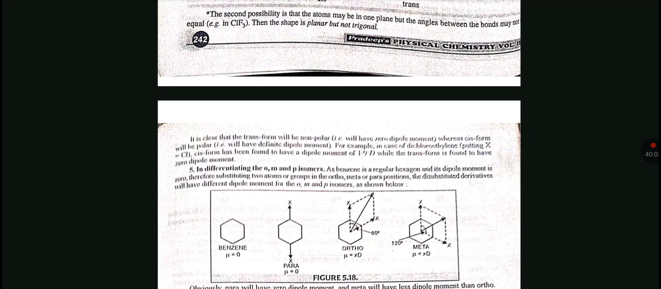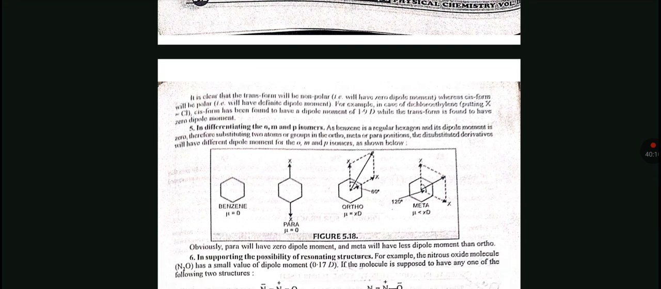Differentiating the o, m and p isomers. As benzene is a regular hexagon, its dipole moment is 0. Therefore, on substituting groups into the ortho, meta and para positions, the disubstituted derivatives will have different dipole moments for the ortho, meta and para isomers, as shown in the figure below.